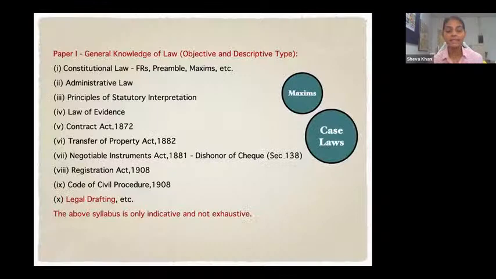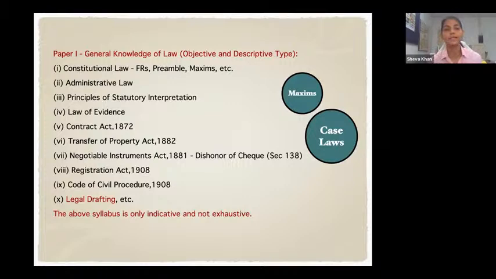As Jyoti just discussed, there will be two papers in this exam, paper one and paper two. Paper one, as she already told all of you, consists of two kinds of questions, the objective as well as the descriptive or subjective. Objective questions are for 30 marks and the remaining 120 marks are for the descriptive part. Here, let's first know the list of all the topics that are important for the syllabus.